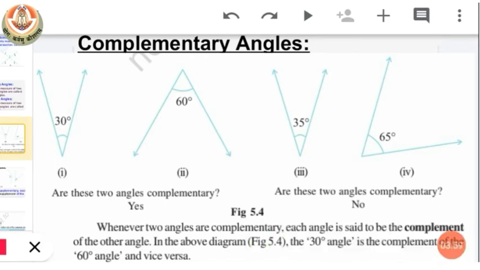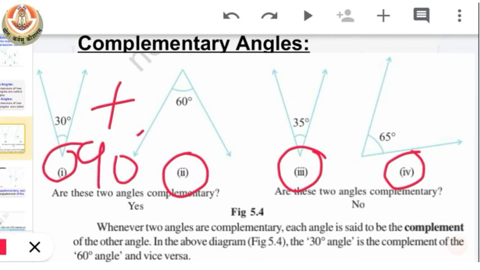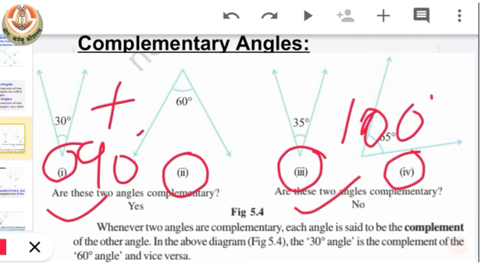Now you can see here we have two pairs of angles. The first is 30 with 60 and the second is 35 with 65. When we add 30 with 60, we get 90 degrees, and when we add 35 with 65, we get 100 degrees. On the basis of the definition of complementary angles, when the sum of two angles is 90, they are known as complementary angles. That means the first pair is complementary, whereas the second pair is not.